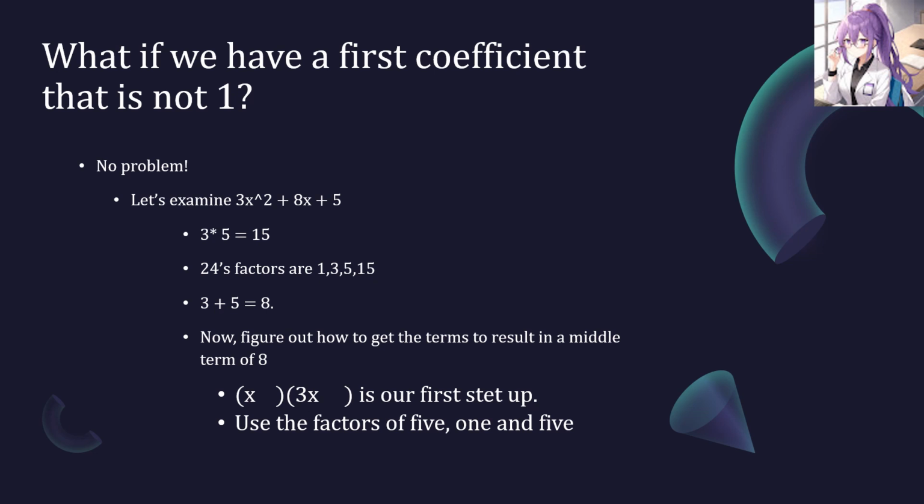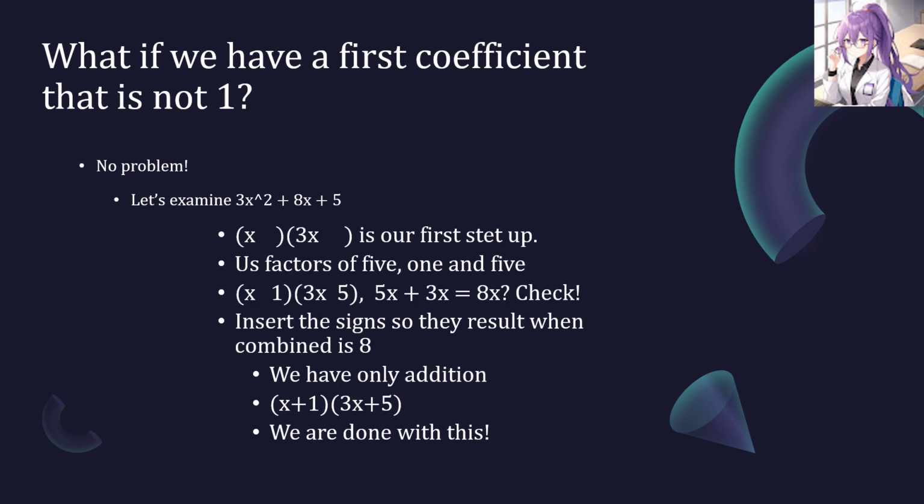Now 3 and 5 equals 8, so we're going to figure out how to get 8 by the factors of 3, which are 1 and 3, and the factors of 5, which are 1 and 5. We're going to set this up the way we did in the previous problem with the two sets of parentheses, and we put the x terms on the left. You don't have to, that's just convention, that's the way I like to do it. And then we're going to use the factors of 5, which are 1 and 5.